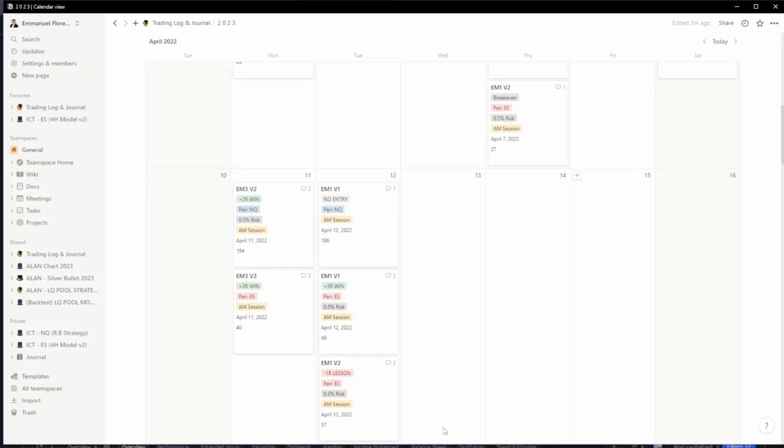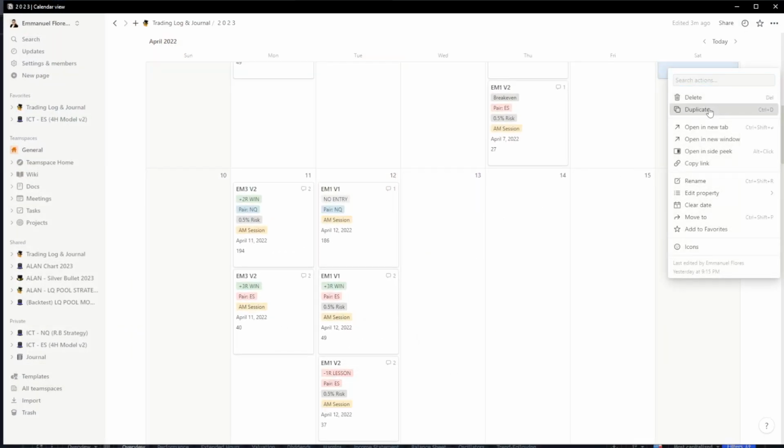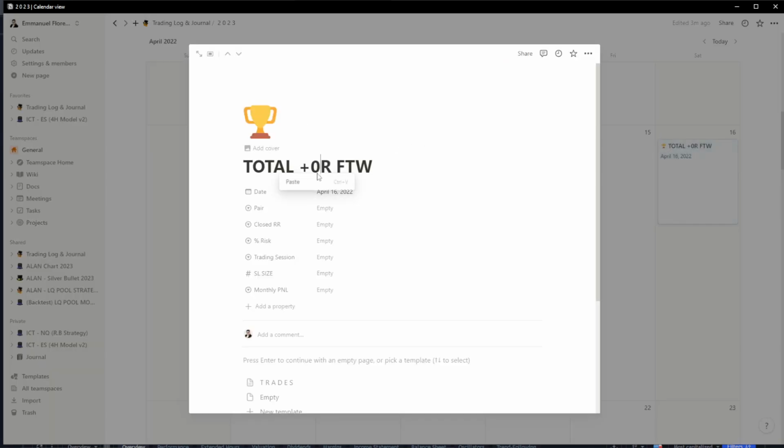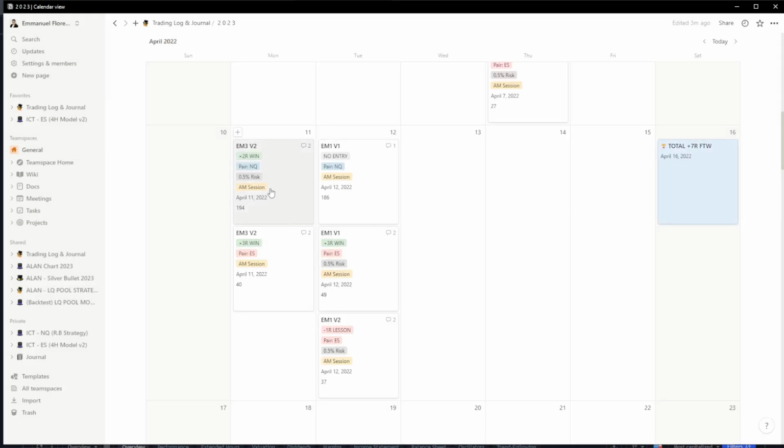I guess we're not doing anything for Friday, but with that being said, let's take a look at the results for the week. We got 5, 6, 7, 8, and then -1. So we got 7R for the week. And that's incorporating the new EM3 V2 model.